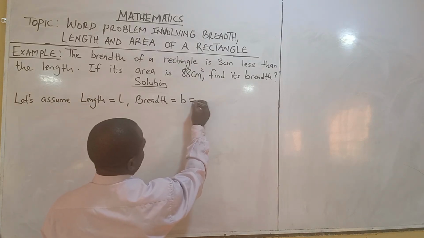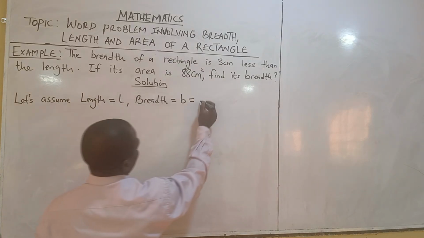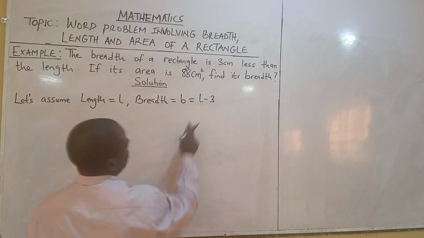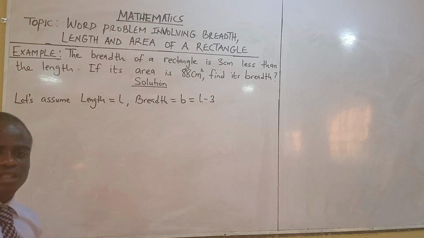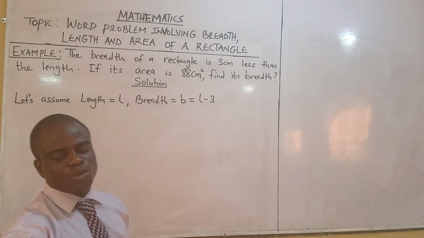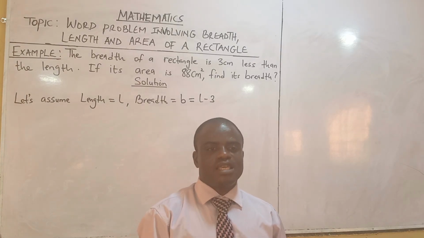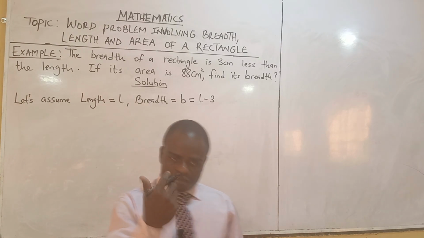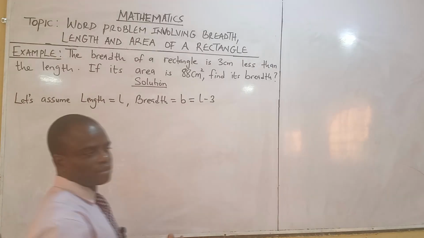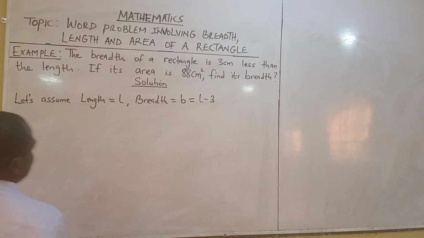Now because B is 3 less than the length, that is L minus 3. That is 3 less. If you are told that it is 3 more than the length, you say L plus 3. But since we are told that it is 3 less, it will be L minus 3. That negative is a sign of being less. Okay?